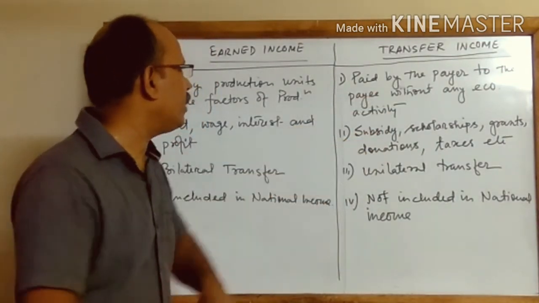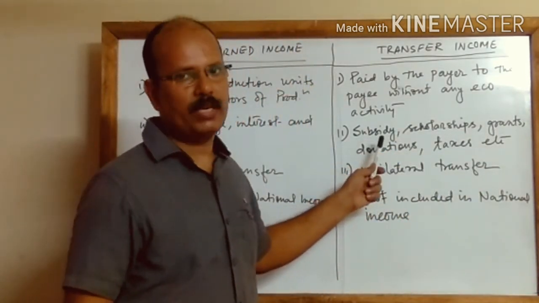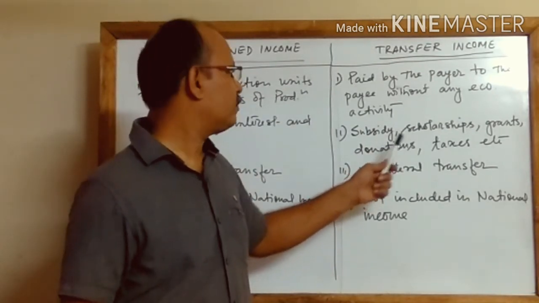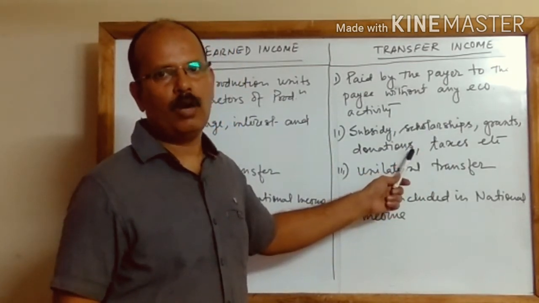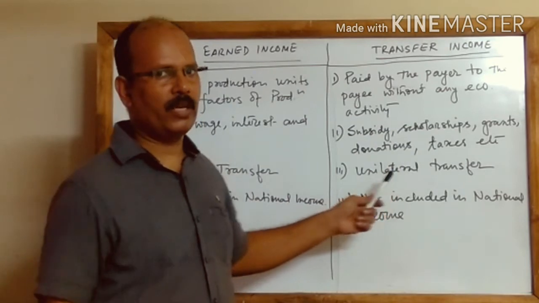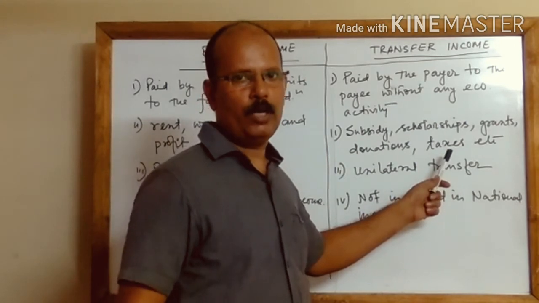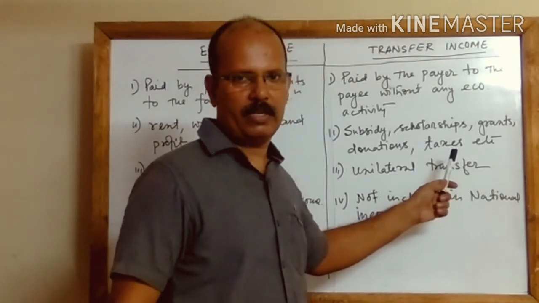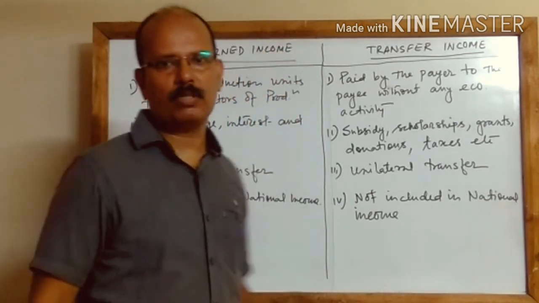Examples of transfer income are subsidies, scholarships, grants, donations, taxes, etc. Subsidies are given by the government to the people. People are getting it without doing any economic activity. Scholarships, grants, donations, all these things are given by the government to the people without any economic activity. Another thing is taxes. Taxes are paid by the public, common people, to the government. And this is also paid to the government without any economic activity. In return of tax, the people are not getting any goods and services.